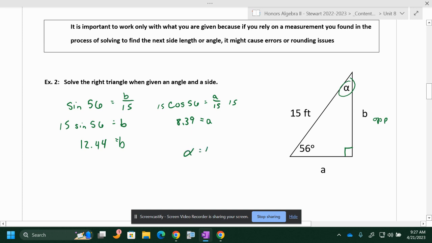And then for up here, I'm simply going to take 180, subtract 90, subtract 56. And I'll end up with that angle being 34 degrees. And I also want to make sure that I label each of these because they are feet. That is how we solve a triangle.